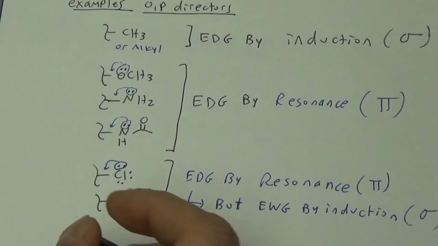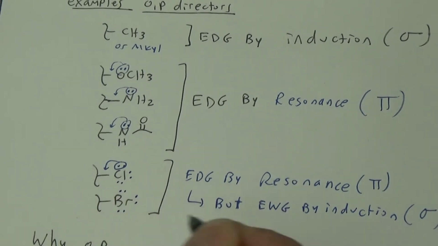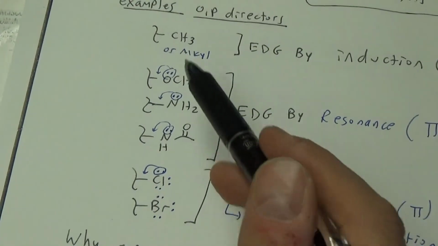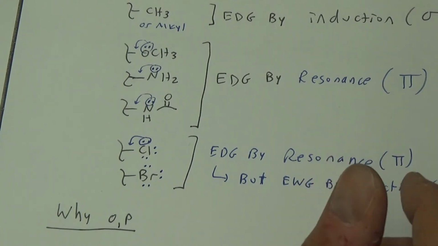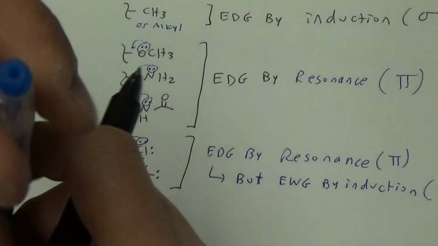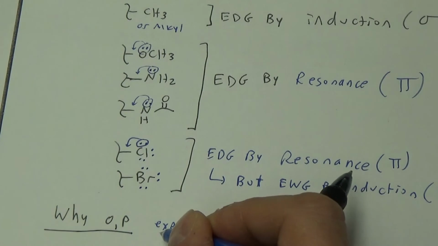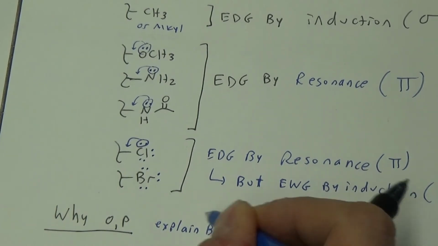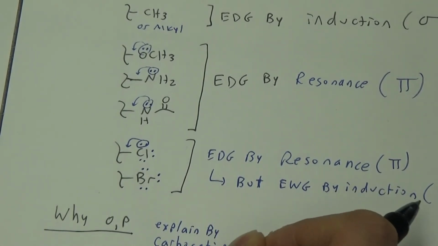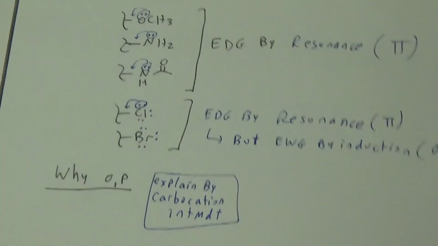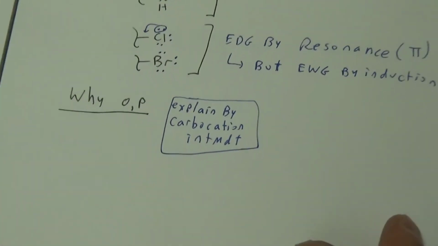Alright, so just lastly for today's lecture, I want to explain why all of these are ortho-para directors, and do it mechanistically. The way to explain why they're ortho-para directors is by talking about the carbocation intermediate of the EAS reaction. So we need to talk about that carbocation. We need a little bit of space on the page, so I'm going to try to squeeze it at the bottom of this page.